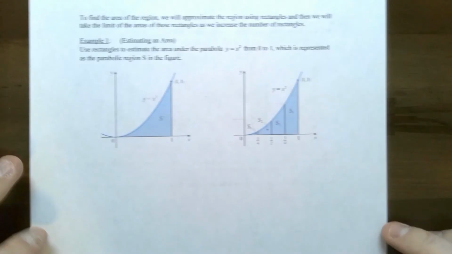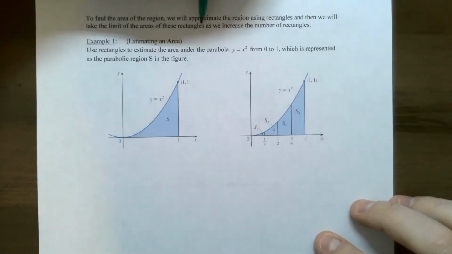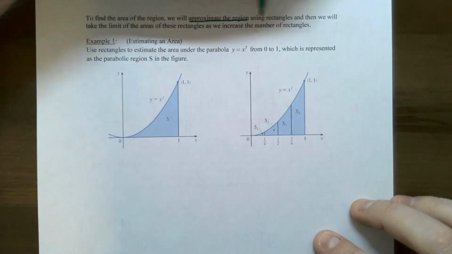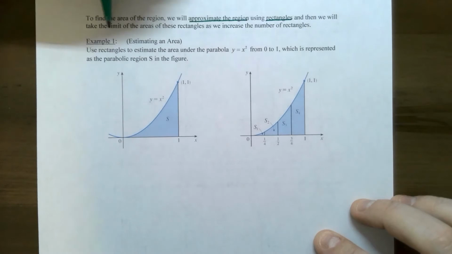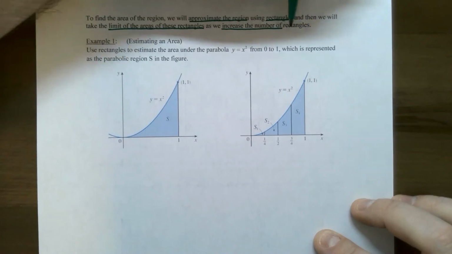So let's jump right into this. We're going to find the area of the region that approximates the region using rectangles, and then we're going to use the limit of these areas of the rectangles as we increase the number of rectangles to infinity.